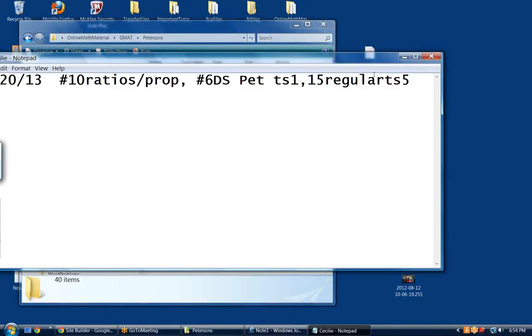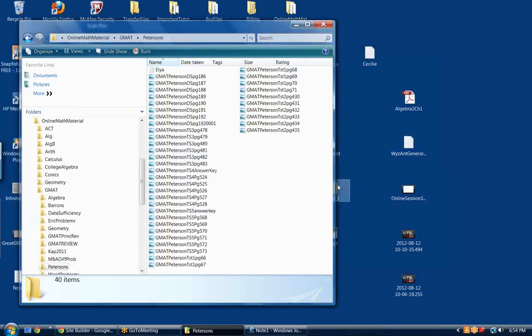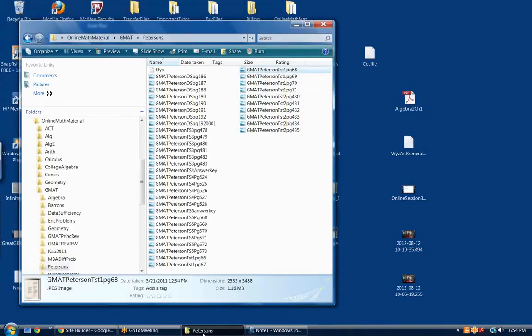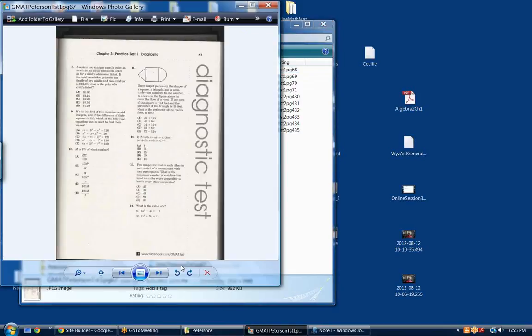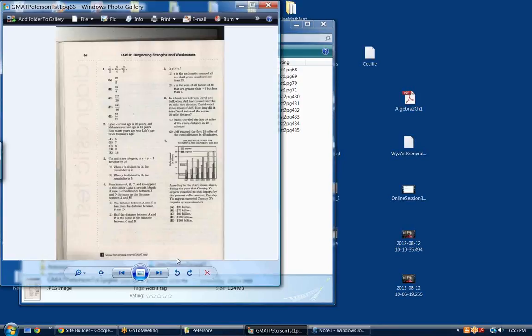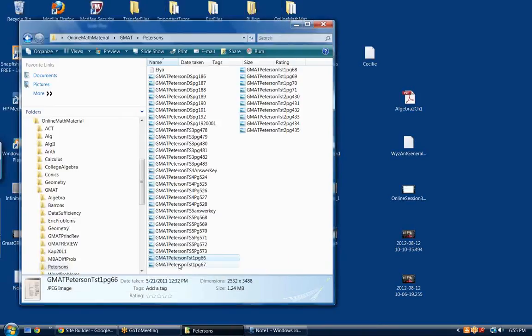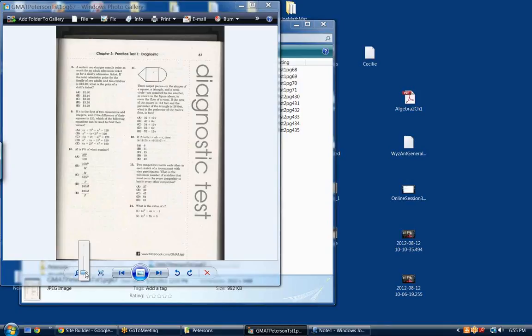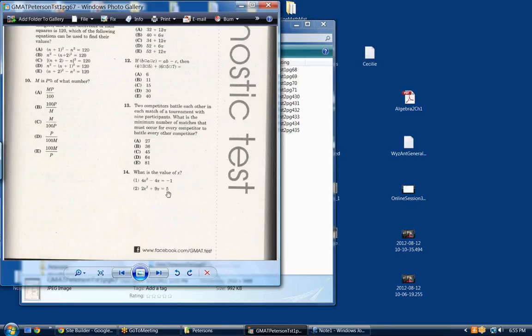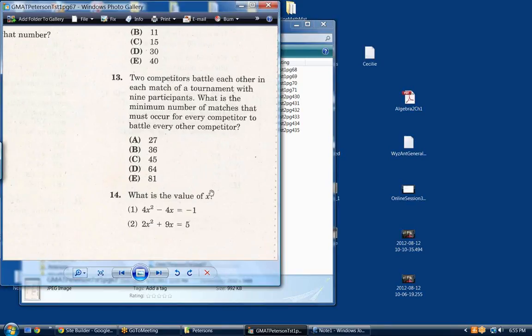Let's see. Test 1, number 6 is where we left off. So where is test 1? Test 1 is up here. We want number 7, or we want the next data sufficiency. Well, let's check and see if 7 is one. It's not. So let's go to this page. First data sufficiency on this is 14. Here, let me blow it up a little bit.